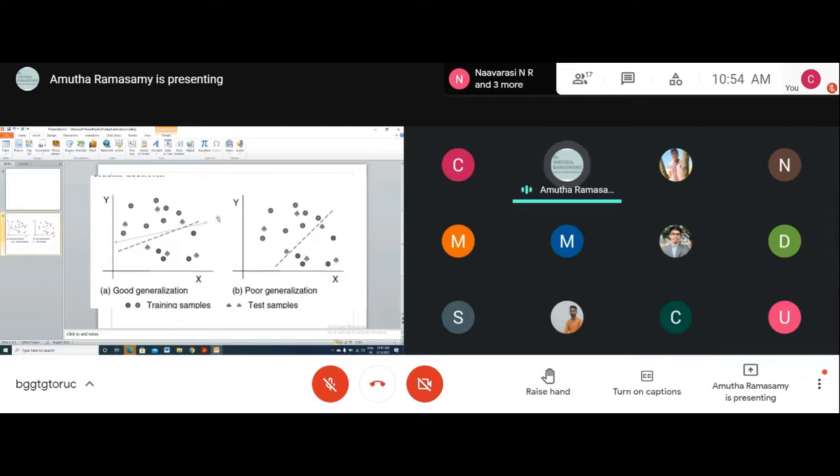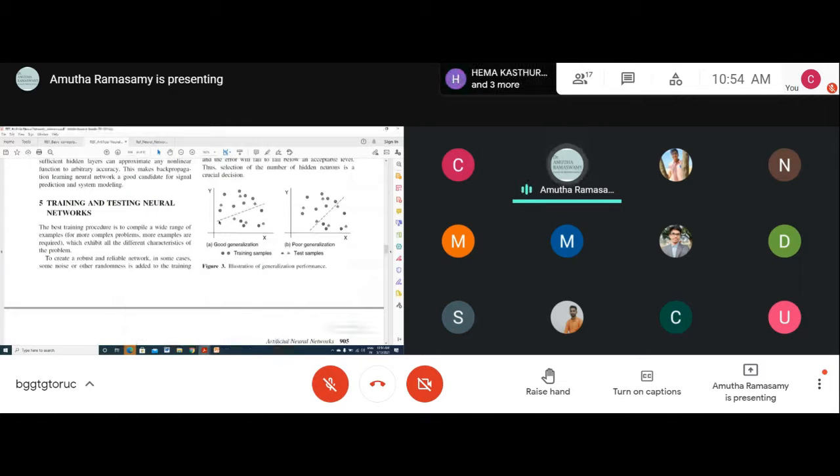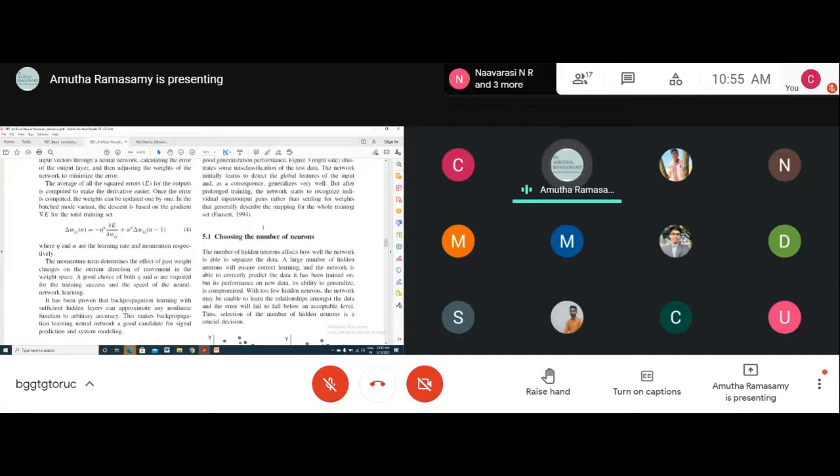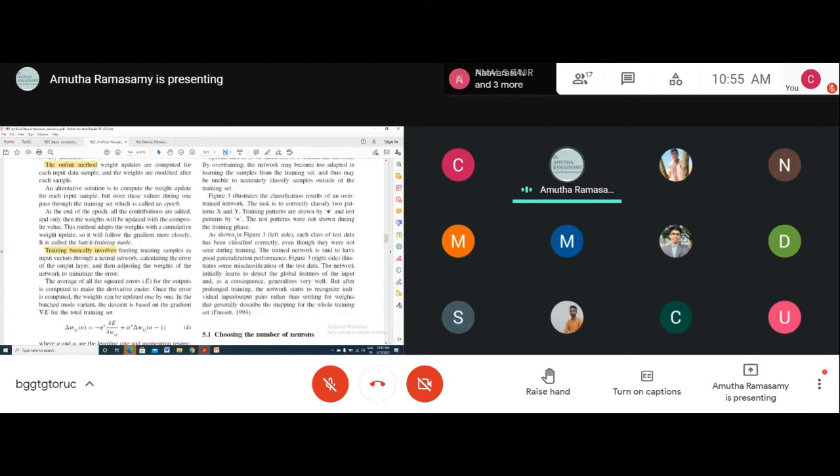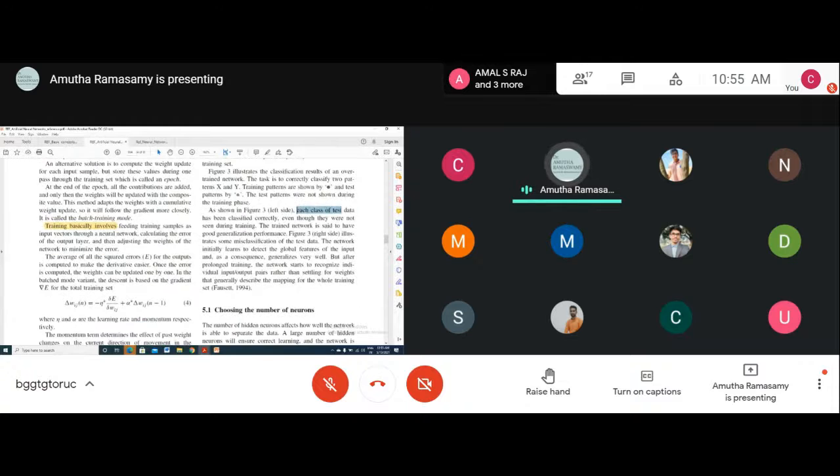That is not a good cluster, because your training is not understanding the test samples. So the problem here is you have to find a function. Here it is a linear function, so it is easy to classify the data. Understand? Now what they are talking about in the figure on the left side: each class of the test data has been classified correctly, even though they were not seen during the training time.